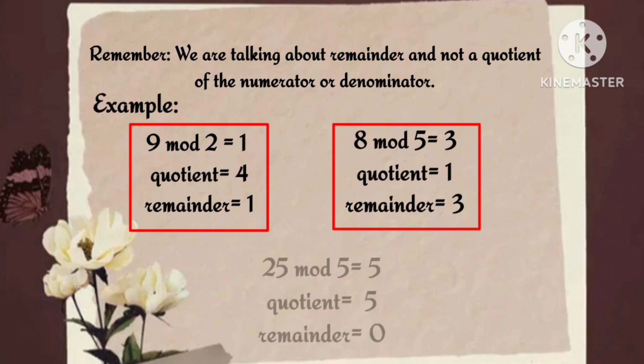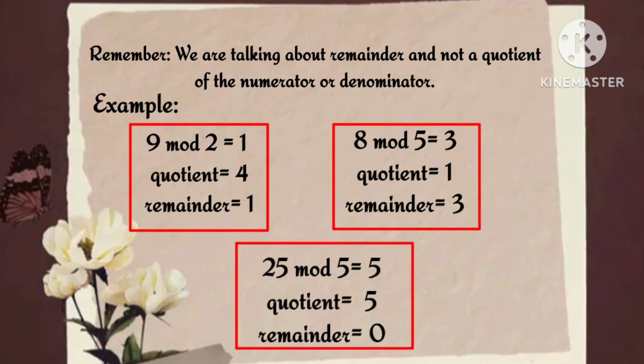Also, 25 mod 5 equals 0. In this example, it definitely gives us 0 as a remainder because when we divide 25 by 5, we get 5 as a quotient, but there remains a remainder of 0.